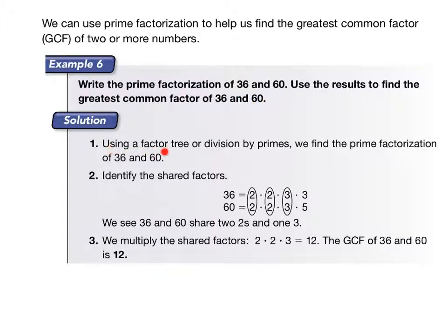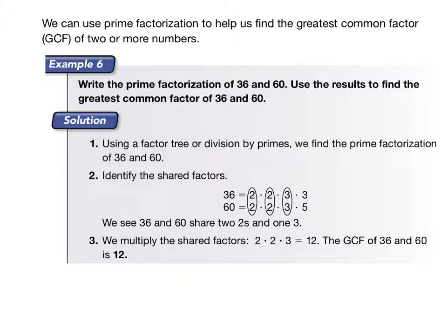So we're either going to use a factor tree or division by primes, and they've kind of already done it for you. So the first thing you want to do is use the factor tree or division by primes and find the prime factors. Now you list the factors. So these are the factors of 36: 2, 2, 3, 3. These are the factors of 60: 2, 2, 3, and 5. Now we see that 36 and 60 have shared factors. So you want to circle the ones that are shared. That means this has a 2, another 2, and a 3. So circle the shared ones.